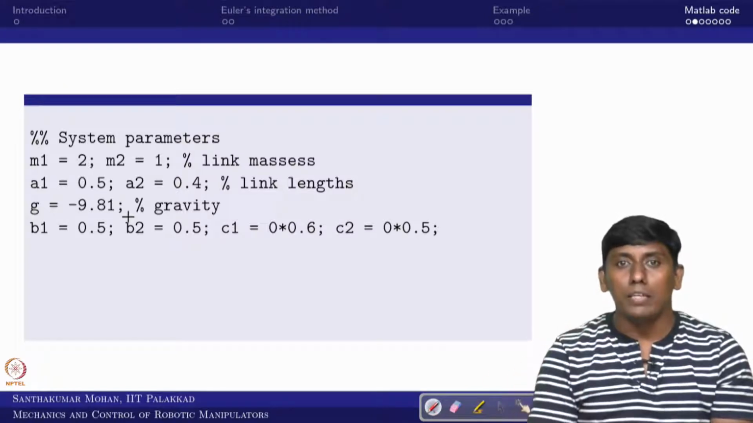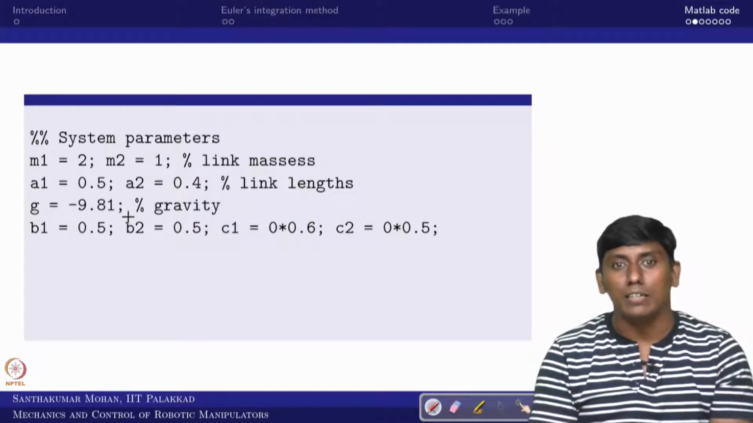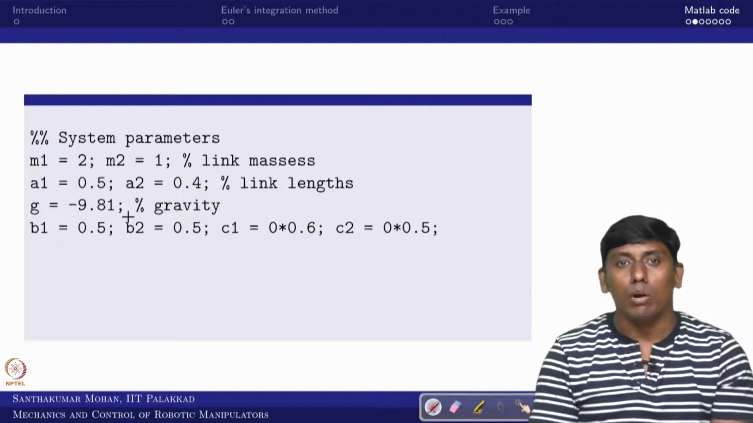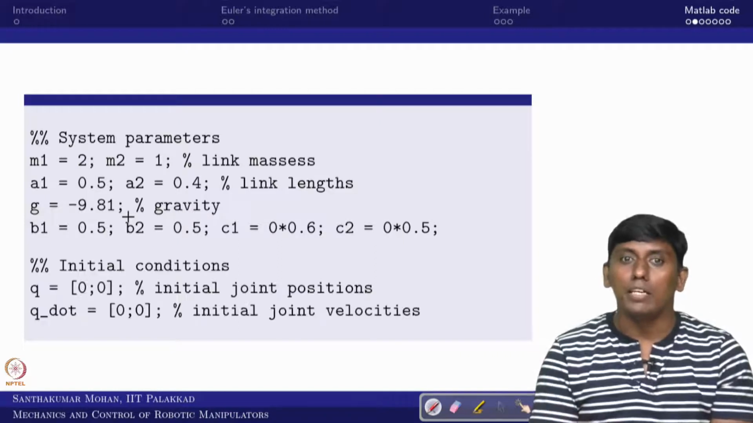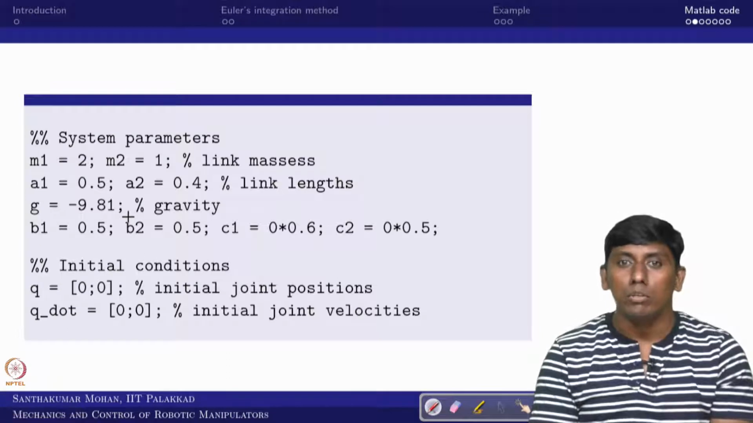So once you obtain the system parameter, what we need to do, because we are trying to do the system integration, or you can say the state integration, or in the other way around we can call numerical integration. For that, one important step is your initial condition should be known. So we are defining the initial condition. So here the system states are two. One is joint position, the other one is joint velocity.